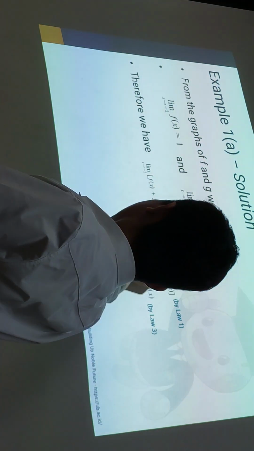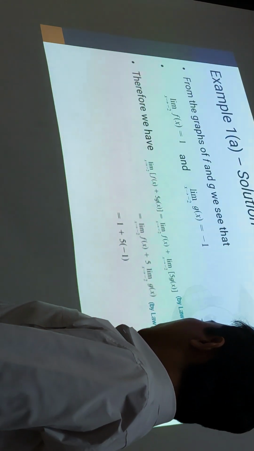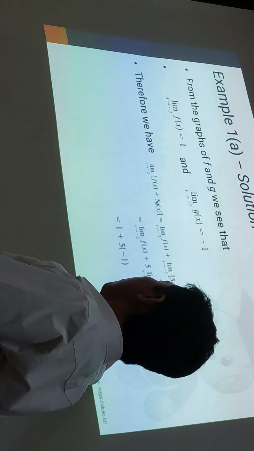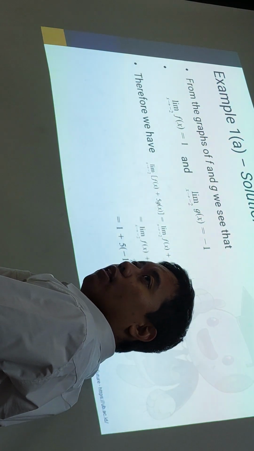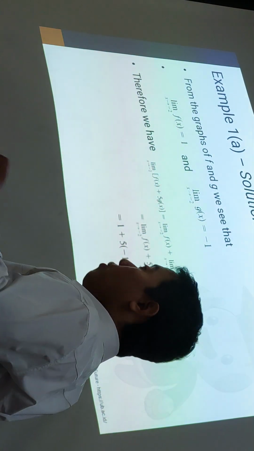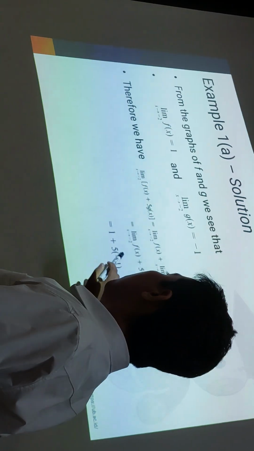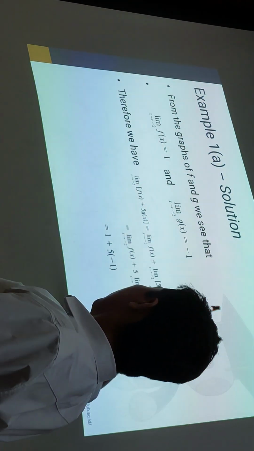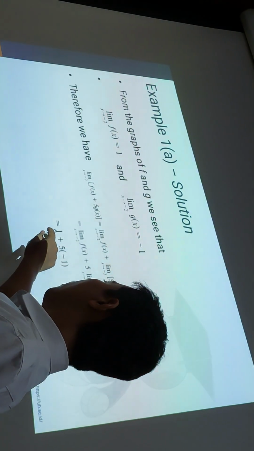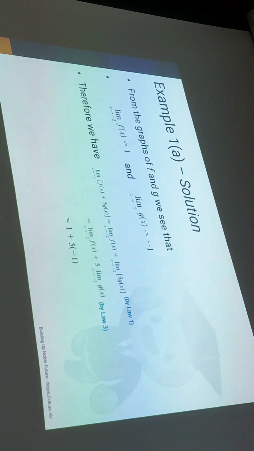So we can consider the first law of limit, and then second, by the third law, if there is a multiplication by a constant inside the limit, we can consider the third law. So we can put 5 outside the limit. So limit of f(x) is 1 and limit of g(x) is negative 1, plus 5 multiplied by negative 1. Easy, right?